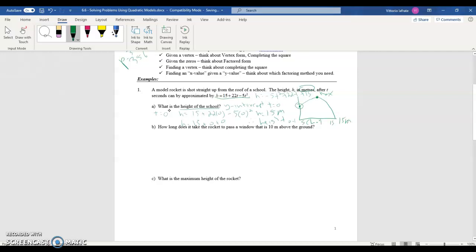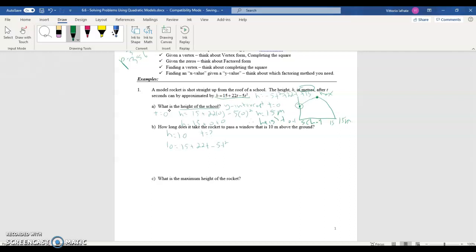So half the battle is interpreting the problem. How long does it take the rocket to pass a window that is 10 meters above the ground? So what we're asking you here is, when h is 10, how long did it take for h to actually be 10? So we're looking for time when h is 10. So we can set up our equation that way. We can write 10 is equal to 15 plus 22t minus 5t squared.